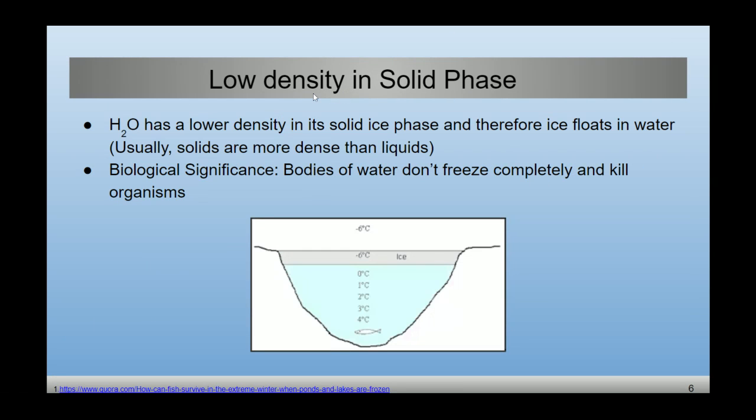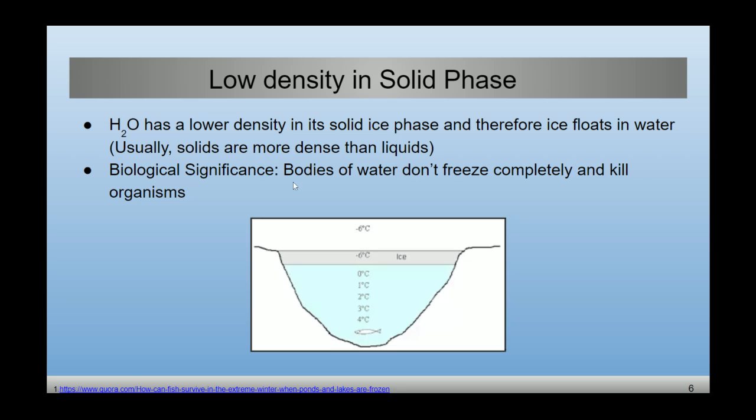The final property we're going to talk about is water's low density in its solid phase. H2O has a lower density in its solid phase than its liquid phase, and therefore ice floats in water. You may think, of course, that's true, but this is actually pretty significant for biological systems. Usually solids are more dense than their liquid phases, but in this case it's very beneficial that the solid phase of water, ice, has a lower density than water itself.